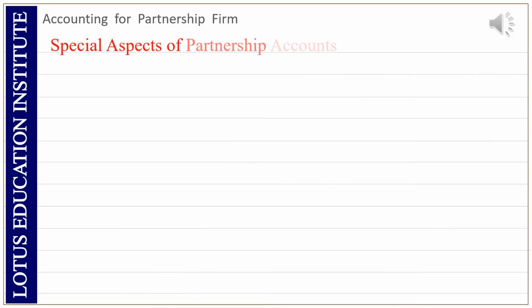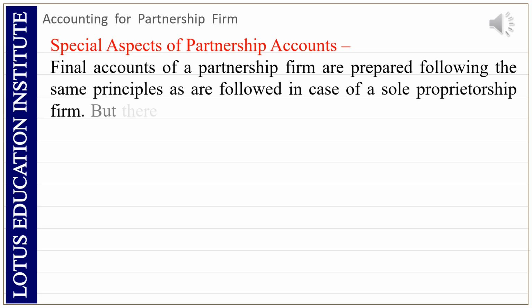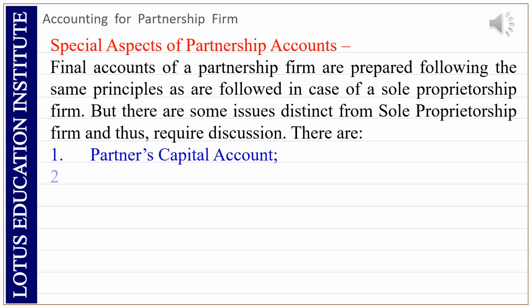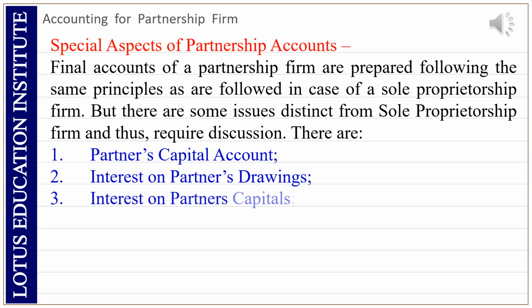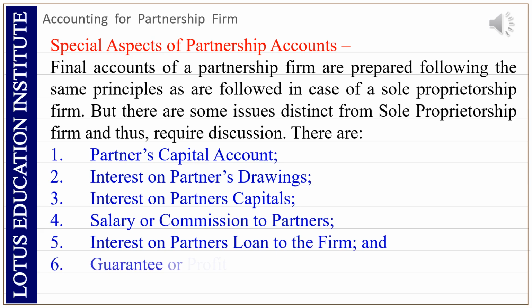Special aspects of partnership accounts. Final accounts of a partnership firm are prepared following the same principles as are followed in case of a sole proprietorship firm. But there are some issues distinct from sole proprietorship firm and thus require discussion. These are: 1. Partners' capital account. 2. Interest on partners' drawings. 3. Interest on partners' capitals. 4. Salary or commission to partners. 5. Interest on partners' loan to the firm and 6. Guarantee.